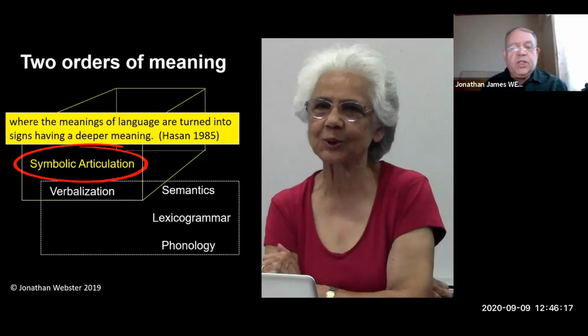Hasan is saying that it is achieved by something called symbolic articulation. I want you to think of symbolic as being metaphorical. That is, metaphors are really symbols. Symbolic articulation, Hasan says, is where the meanings of language are turned into signs having a deeper meaning. What is symbolic articulation?